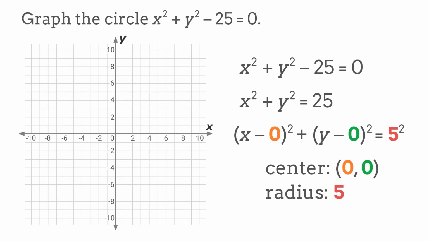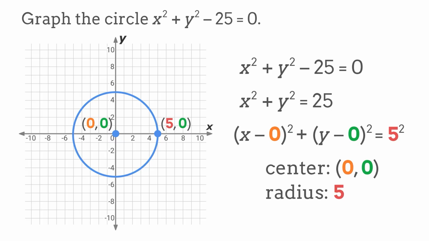So to graph this, let's first plot the center at (0, 0). Then plot one point on the circle. Since the radius is 5, the point 5 units to the right, which is (5, 0), lies on the circle. So this is our graph.